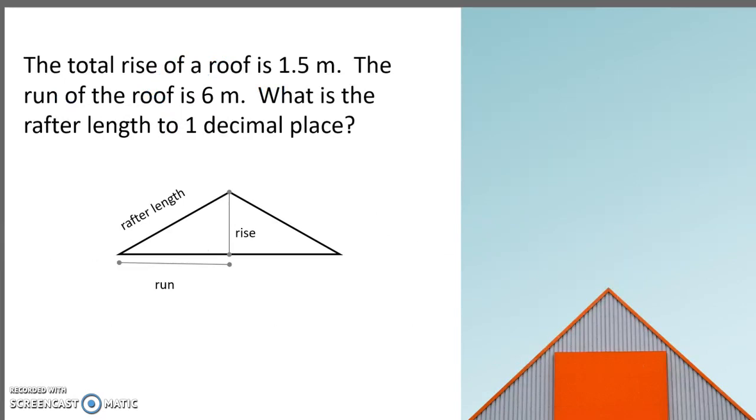Here's another example looking at roofing. In this case, the total rise of a roof is 1.5 meters, and the run of the roof is 6 meters. Are you able to figure out the rafter length to one decimal place?